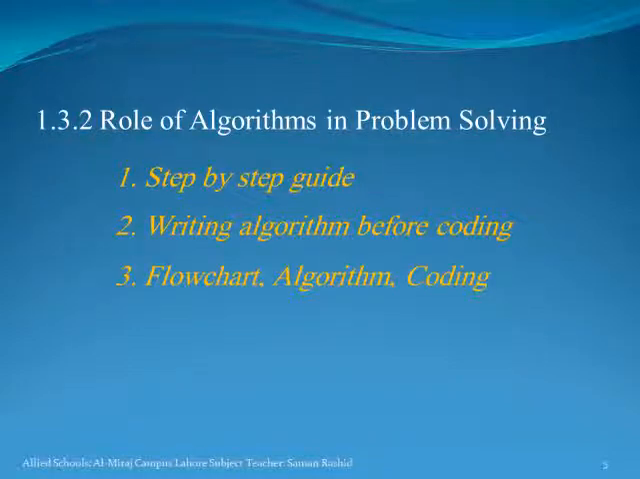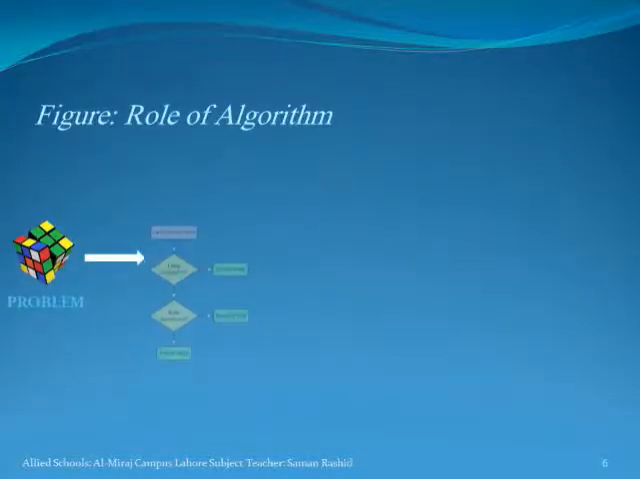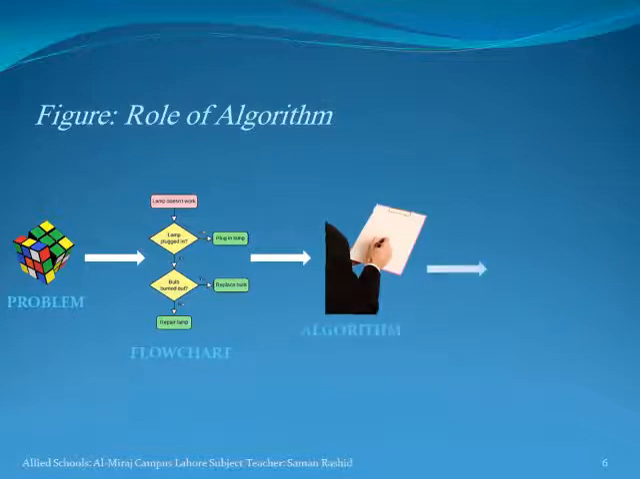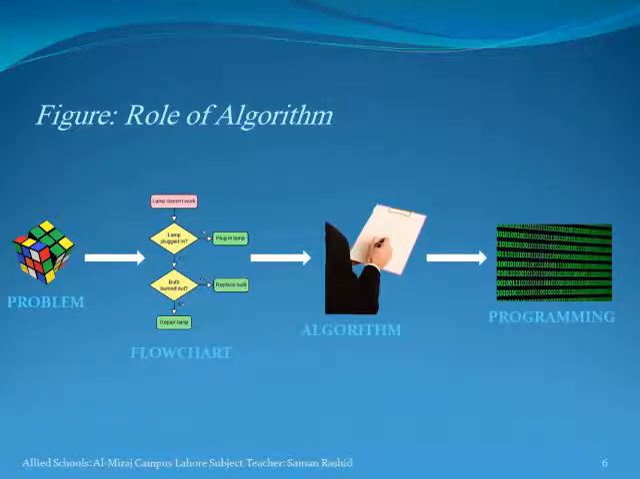Step 2. Writing algorithm before coding. The algorithm has to be written first so that a programmer has a complete understanding and then translates it into code of some programming language. Third step. Flowchart, algorithm and coding. Sometimes the designer of a program must make a flowchart to solve a problem and then write the algorithm for coding. In the given figure, the role of algorithm in problem solving is explained as well.